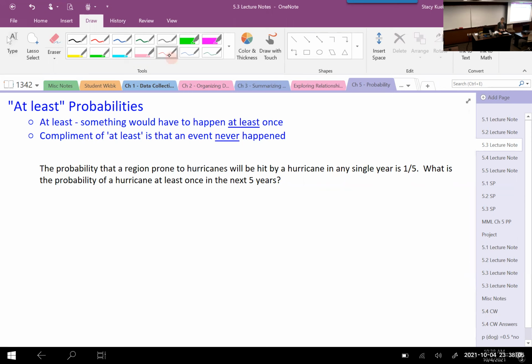Okay, so let's do some thinking on this one. So if the probability of a hurricane is given to me as 1/5, what is the probability of no hurricane? 4/5, right? Because 1/5 of the time it does happen, 4/5 of the time it doesn't happen.